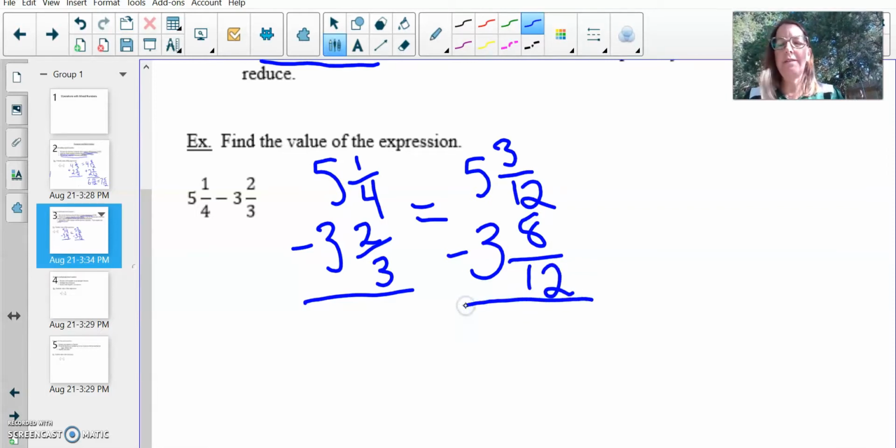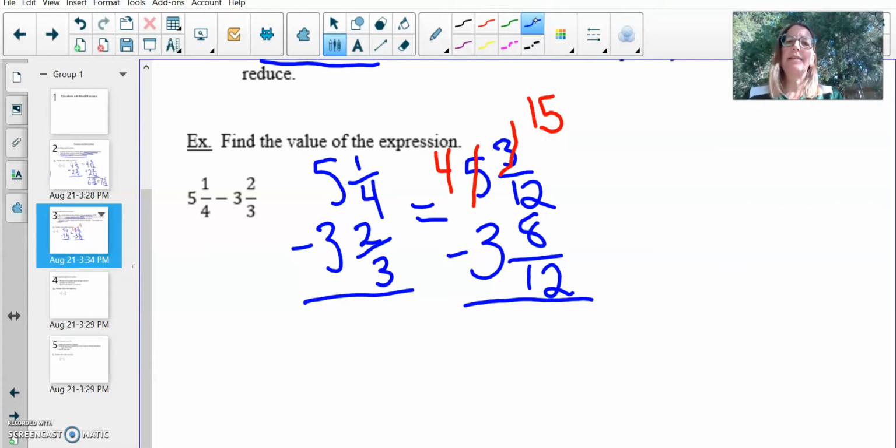So now when I go to start subtracting with the fraction pieces, I run into trouble. I can't do 3/12 minus 8/12, so I have to borrow from the whole number. So when I borrow from the 5, that becomes a 4. And to get the new numerator, remember I'm adding or borrowing a group of 12 this time. So I have to add together the 12 and the 3 to get the new numerator, which is 15.